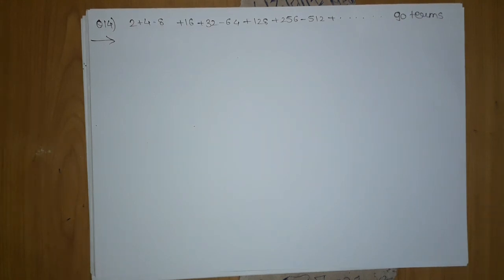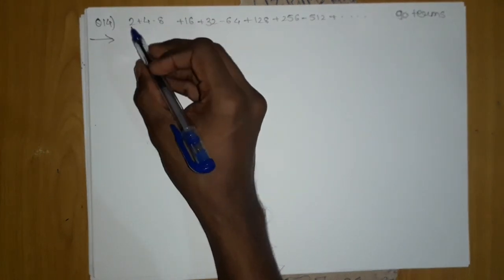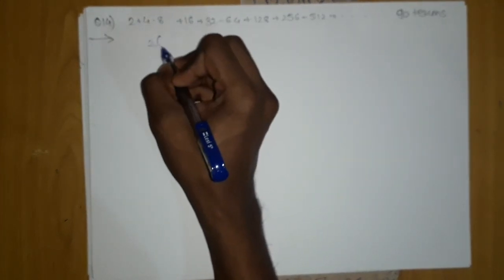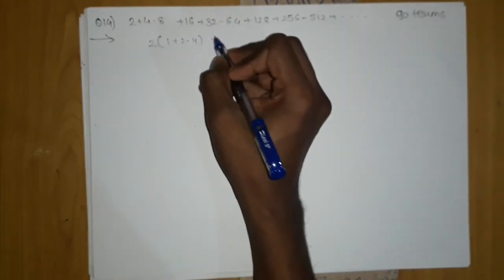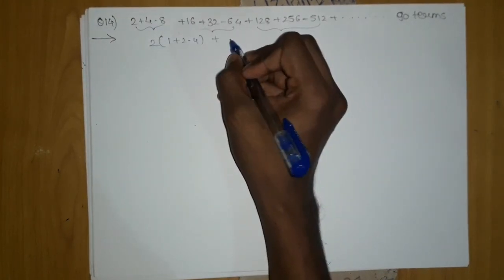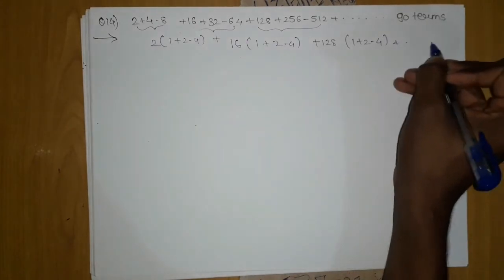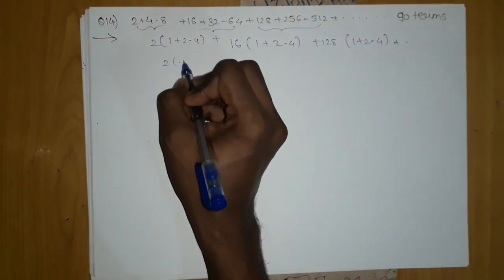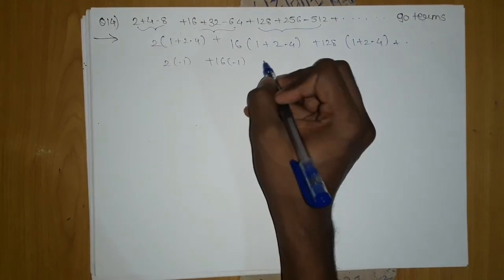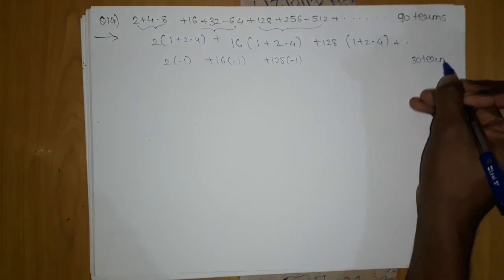What this question teaches us is that these are a unique type of grouping questions, where you should be careful. If we take 2 common, what I have is 1 plus 2 minus 4. Similarly, if I take these 3 terms and take 16 common, 1 plus 2 minus 4. Similarly, if I take 128 common, I have 1 plus 2 minus 4, and so on. So this is 2 times minus 1, this is 16 times minus 1, and this is 128 times minus 1. If I take 3 terms at a time, it will become 30 terms, and all have a minus sign.